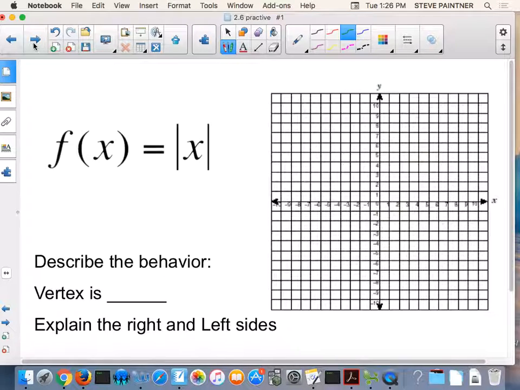Absolute value family. Okay, graph it. This is the parent, by the way. Just graph it.